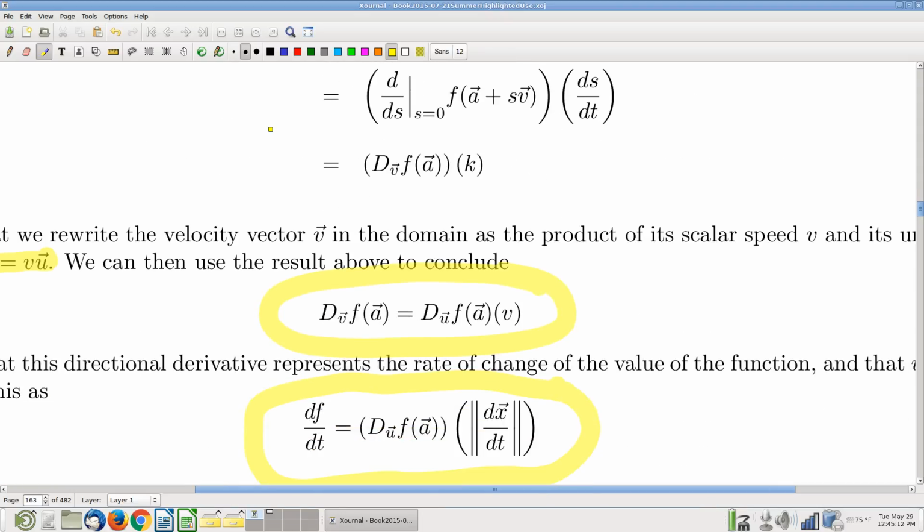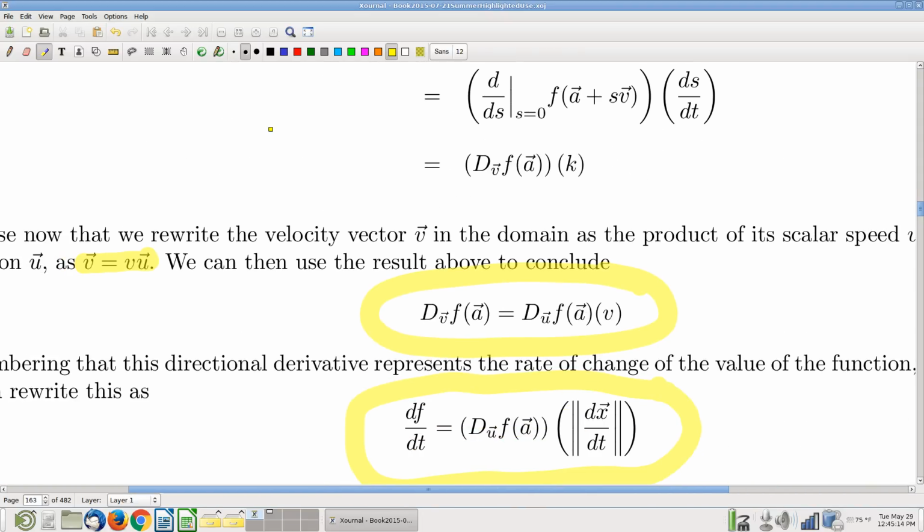Here's a nice application of that idea. Let's look at our typical scenario where we have a velocity vector v. Don't forget, we can always take any velocity vector v and view it as being a unit vector times a speed, a magnitude. If we're viewing v as a velocity, then this scalar is the speed. So we can think of it as a unit vector times a scalar.